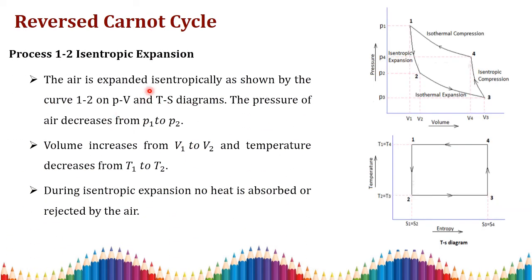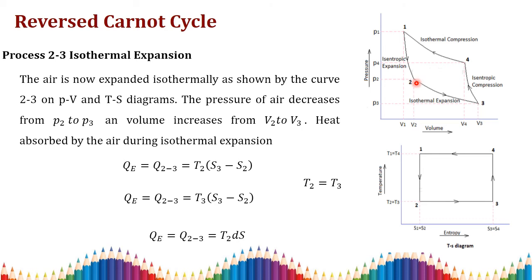So process 1 to 2 is your isentropic expansion process. In the isentropic expansion, the pressure will get reduced with increase in volume. So the volume will increase from V1 to V2 with the reduction of pressure from P1 to P2. And process 2 to 3 is isothermal expansion. So again the isothermal expansion happens here. The temperature is constant here. In isothermal expansion we say T2 is equal to T3, with increase in volume and reduction of pressure.